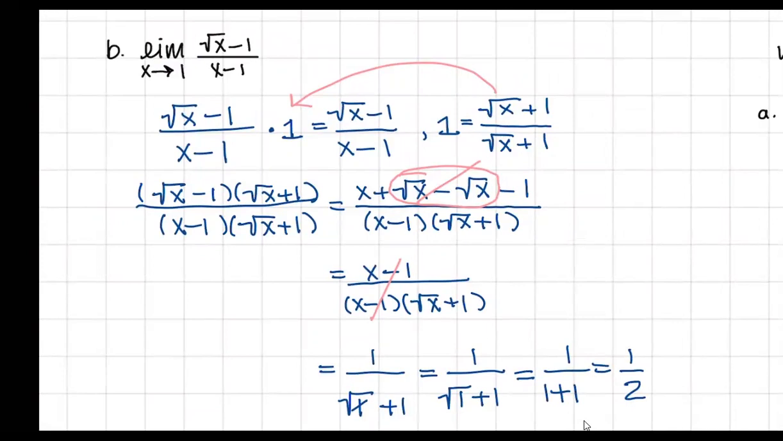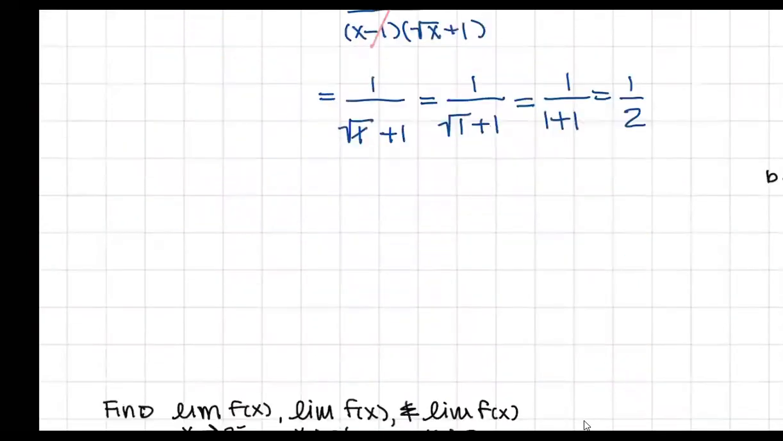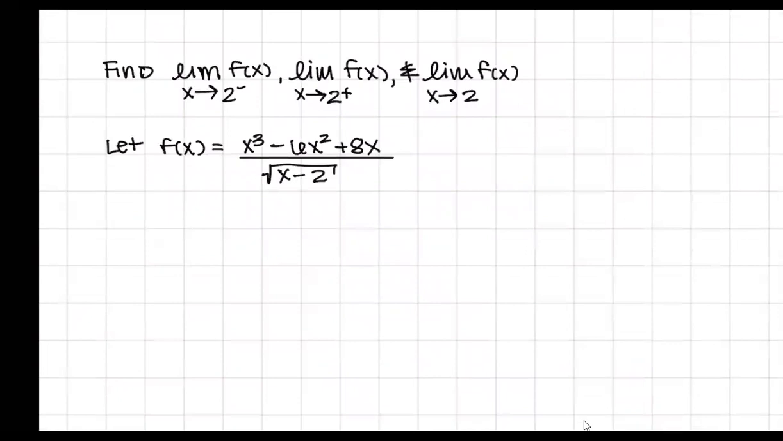So finally, I want to show you something that's probably a little bit more difficult. In this case, we're interested in finding the limit as x approaches 2 from the left, x approaches 2 from the right, and what the value of our limit as x approaches 2 is for our function f of x. And in this case, f of x is equal to x cubed minus 6x squared plus 8x divided by the square root of x minus 2.